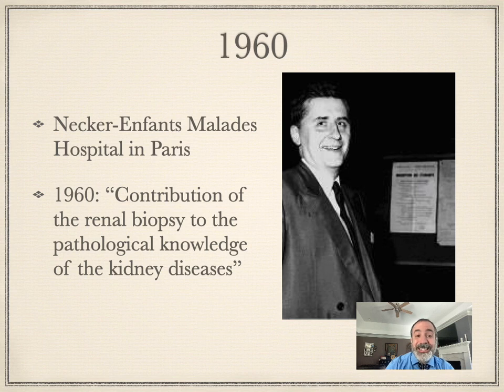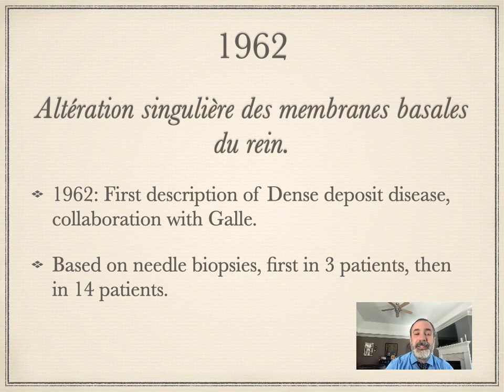That man's student was this man, a nephrologist whose name will be revealed shortly to maximize dramatic effect. He was trained in Paris as well, and in 1960 he published Contribution of the Renal Biopsy to the Pathologic Knowledge of the Kidney Diseases. In 1962, he provided the first description of something called dense deposit disease, a rare autoimmune disease that damages the glomerular basement membranes, leaving ribbon-like deposits identifiable by electron microscopy, based on a 2-series renal biopsy set. We'll talk a little bit more on that later.